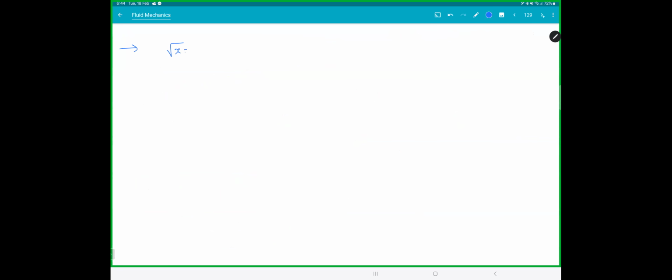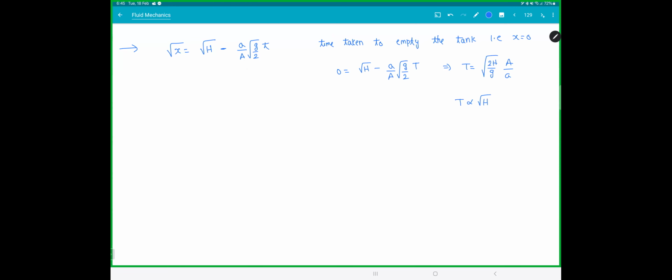So in this, the first kind of question, I'll just write the formula again. Root x is equal to root h minus a by A root of g by 2 time. So they'll ask you like this: time taken to empty the tank. If you want to empty the tank, x must be equal to 0. So we get 0 is equal to root h minus a by A root of g by 2 time. So time is equal to root of 2h by g into A by a. You'll notice something. So t is proportional to root h. It's not a linear function.